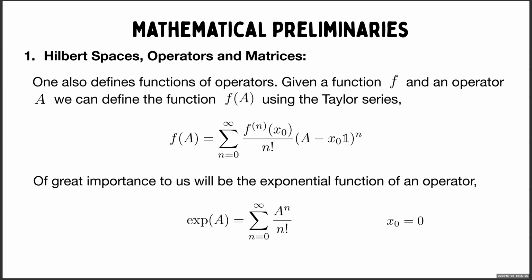So something that's very important to us will be the exponential function of an operator. This is like the main thing we're going to be dealing with for most of this course. So I just give you how we define the exponential function of an operator here. And this is for x naught is 0. We'll always use x naught is 0. It just makes our analysis easy. So that's how we define the function of an operator. It's fairly straightforward.